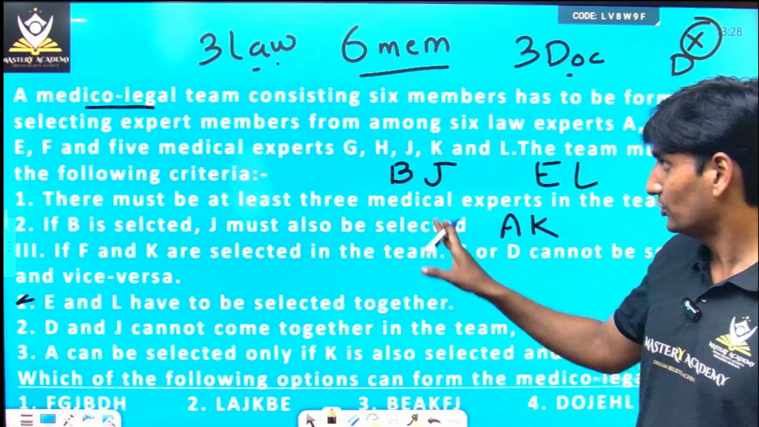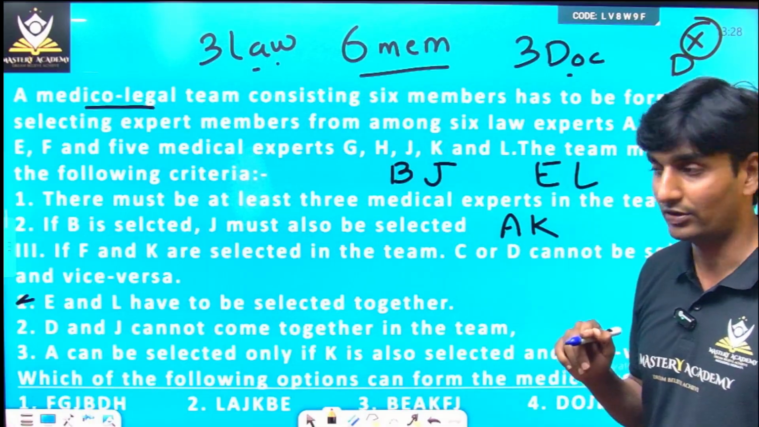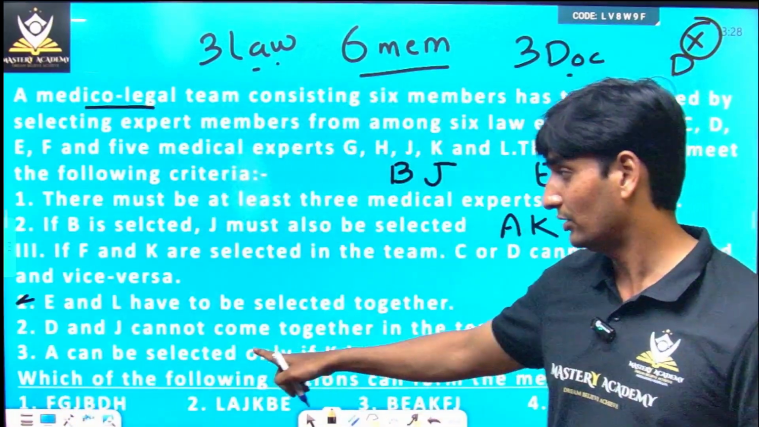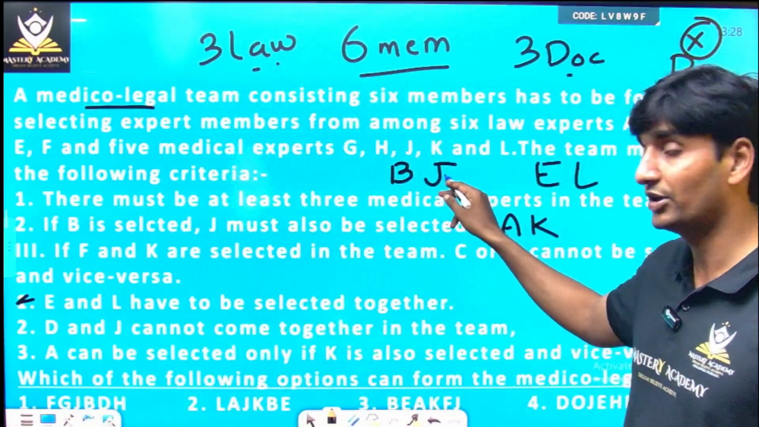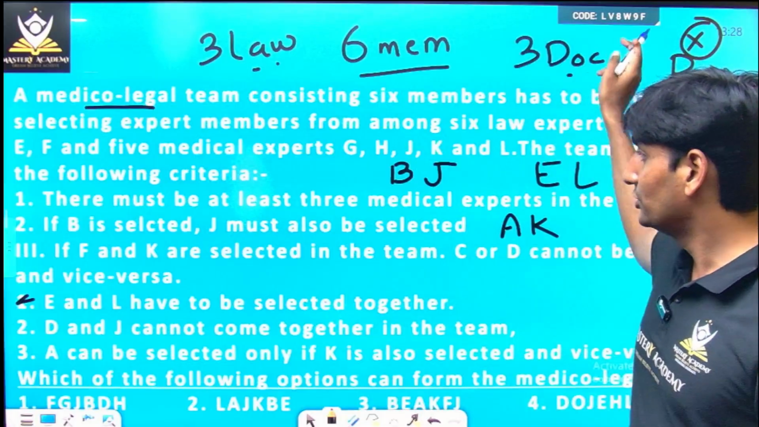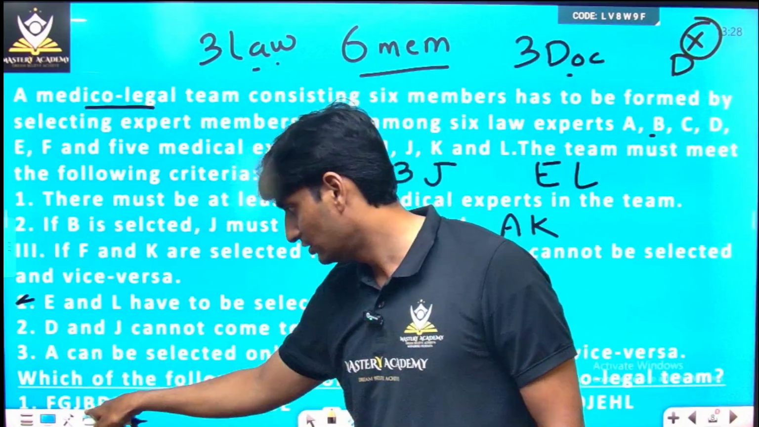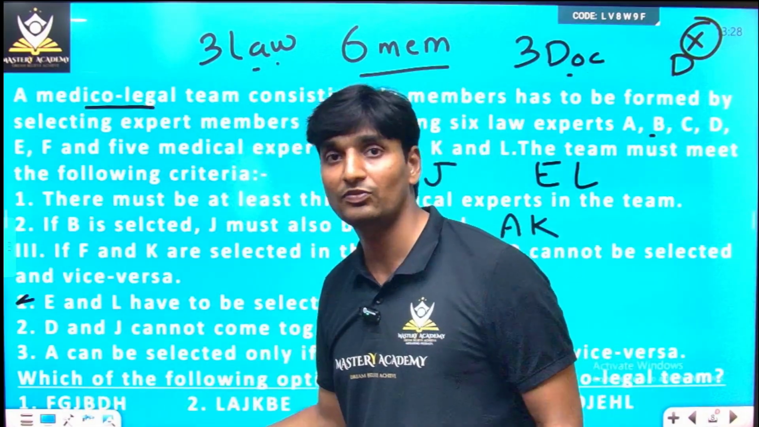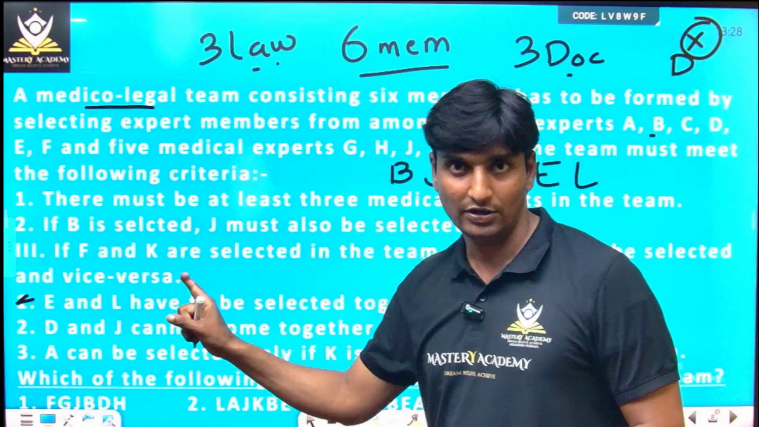So what I am going to do: BJ, EL and AK are the conditions, and D should not be present. So first option, F, G, J. See now here, J and B, D. If B and J are present together, D should not be present according to the statement about D and J. But here J and B are present, that is fine, but D is present with them, that is not possible according to the given option. So option 1 is ruled out.